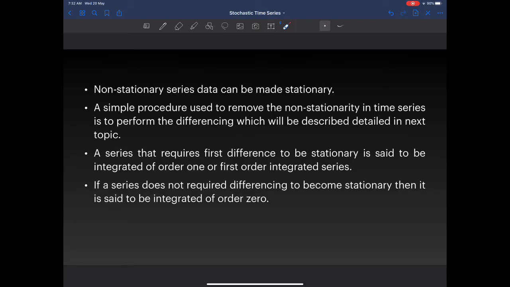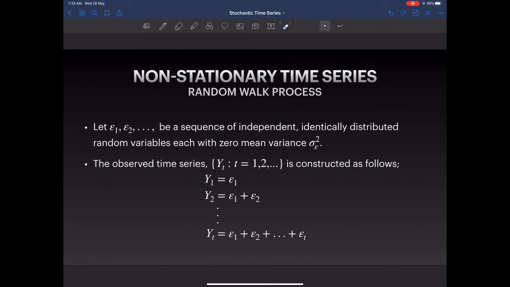Just for introduction, non-stationary series can be made stationary by using the process we call the differencing method. This differencing method I will discuss later on in the next topic. Right, so let's take a look at one example of a non-stationary time series. We call it a random walk process. Why do we call it a random walk process?